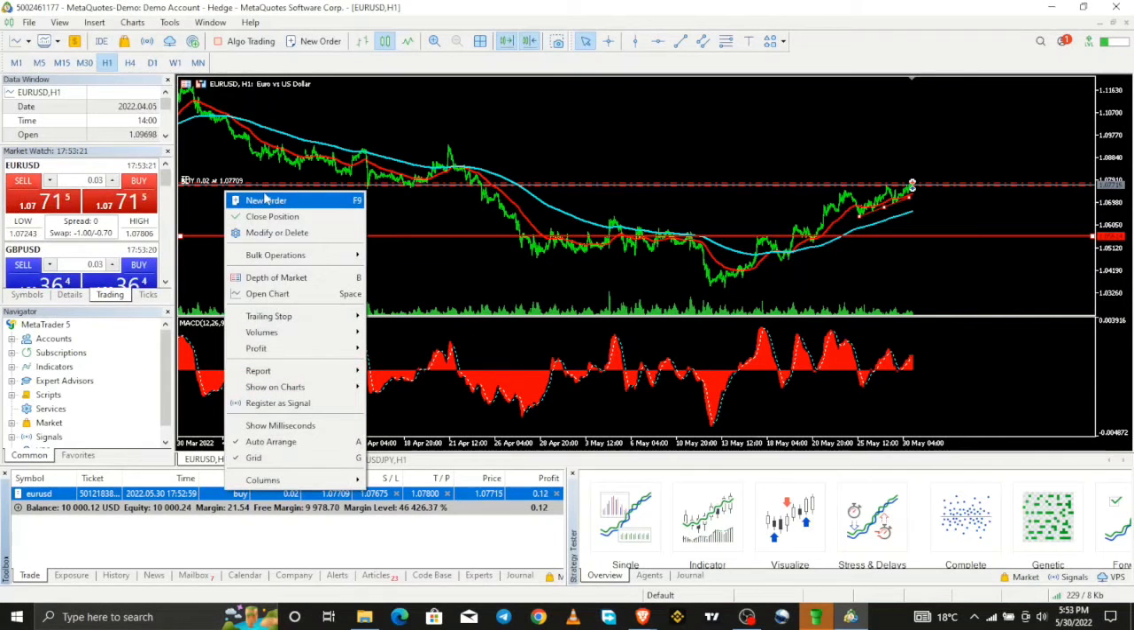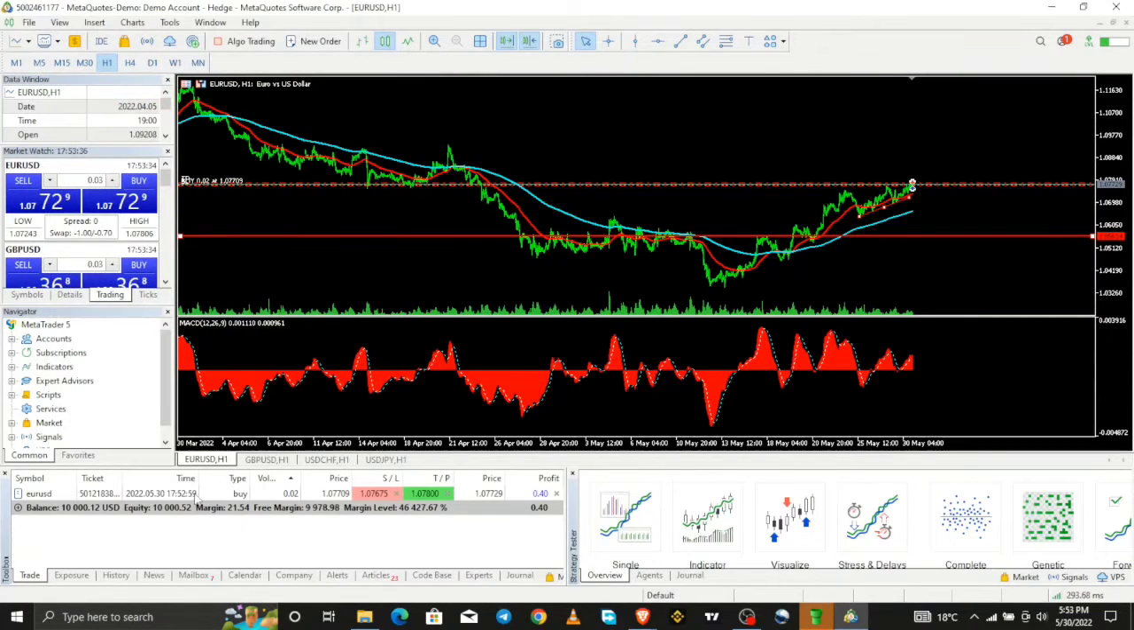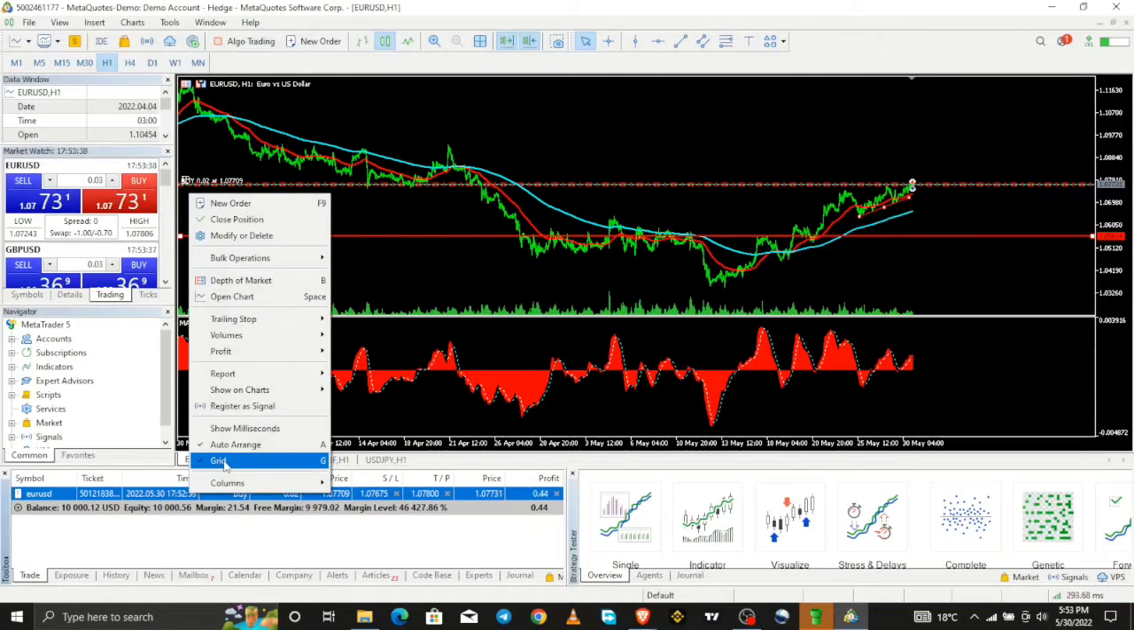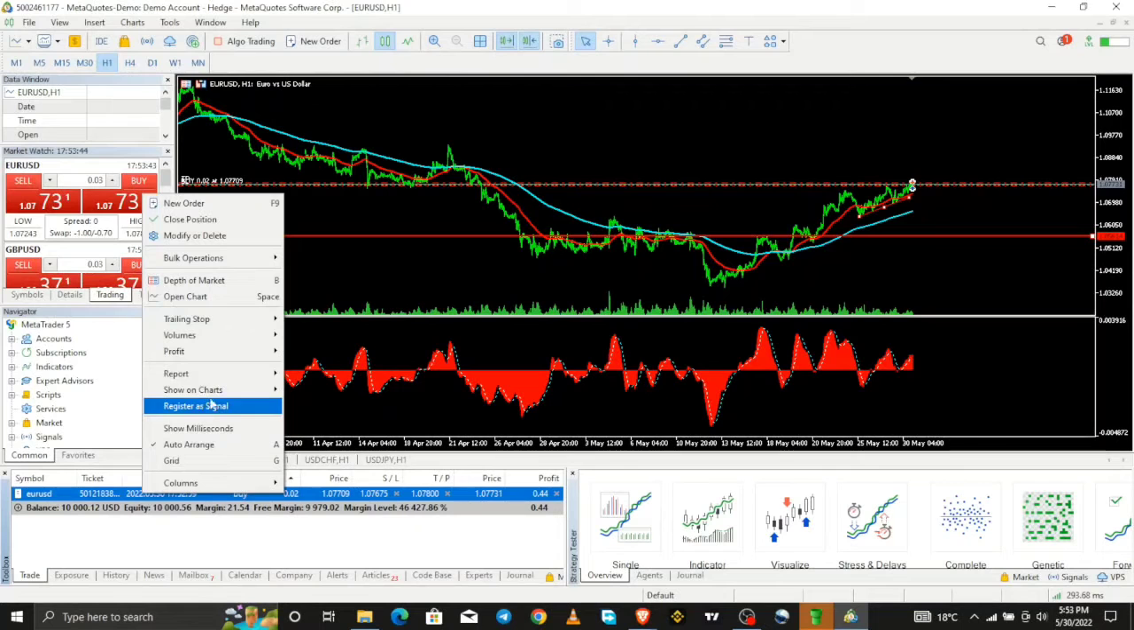Here you can modify your trades, or you can even close your positions. Let's see the depth of the market, and it's looking very bullish. So many buyers in the market right now. And this is a good trade. As you can see, it's a very good trade.